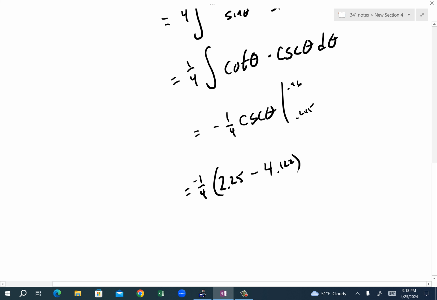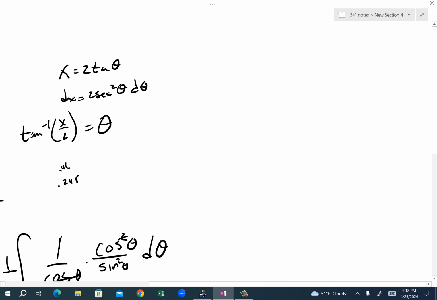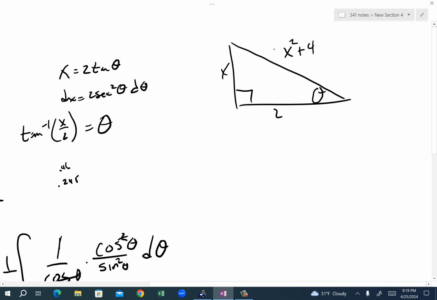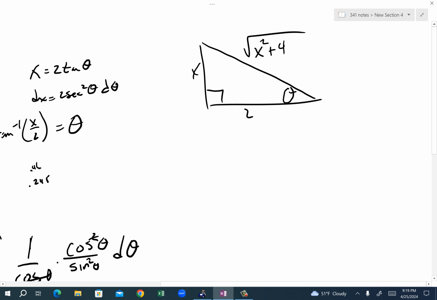Couldn't I find cosecant of theta another way? You could, using a triangle, though it's a pain. In this triangle, x over 2 is the tangent of theta, opposite over adjacent. And then the hypotenuse is the square root of x squared plus 4. That's where it comes from.